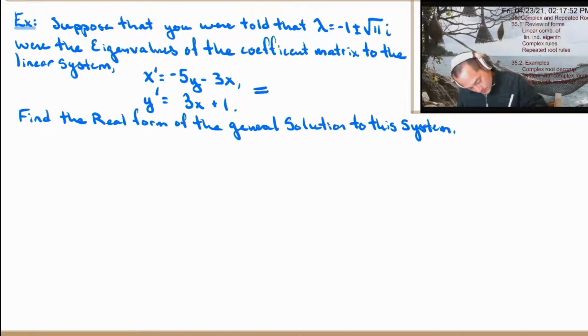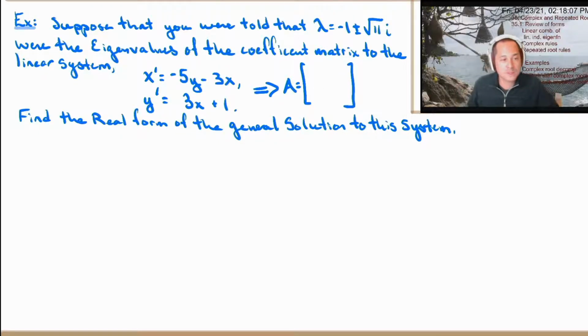So would somebody just tell me in order from upper left to lower right, going upper left, upper right, lower right, what are the entries in this matrix A? -3. Yep, so we start off with a -3, and then we get a -5, and then we get a 3, and then a 1.